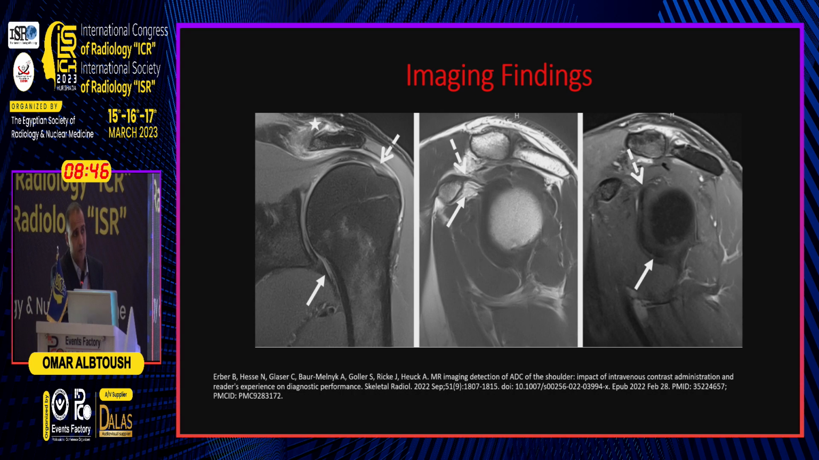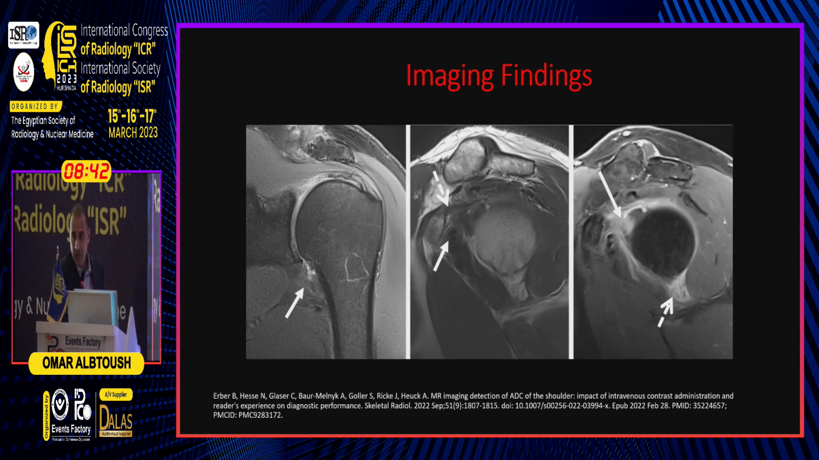This is another view of the axillary recess. This is a positive case with adhesive capsulitis. As you can see here, we have thickening of the axillary recess. We have here thickening of the coracohumeral ligament, and we have loss of fatty signal at the subcoracoid triangle.